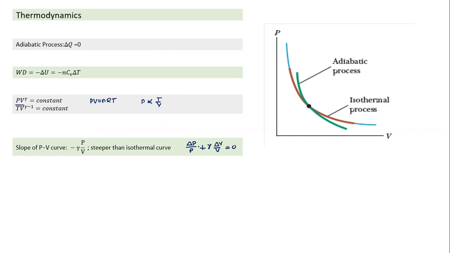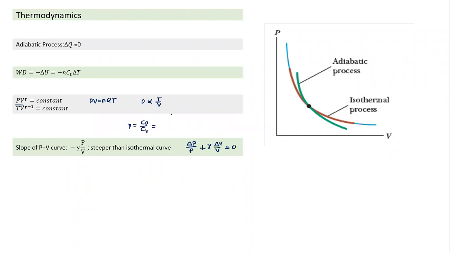And from here, we can find out the slope, which is delta P by delta V, with delta tending to zero. The slope comes equal to minus gamma times P by V. Of course, the slope is negative, but gamma is always greater than one. And some of you remember gamma? Gamma is equal to Cp by Cv.